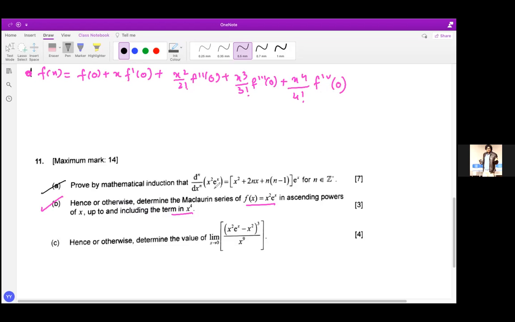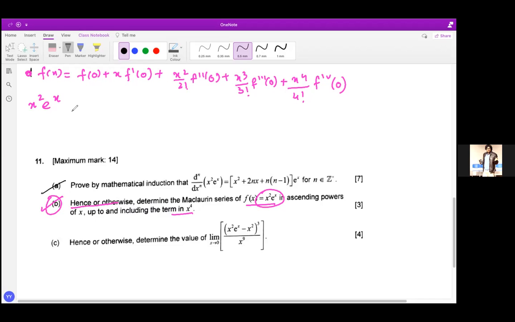So look, here we already got a formula for the derivative. So now when they say hence write down the series, it simply means that we know the series for e to the power x. It can be taken directly from the data booklet, and then you multiply that series by x squared, you straight away get the answer. So first, for this part, I'm going to take the series for x squared e to the power x.